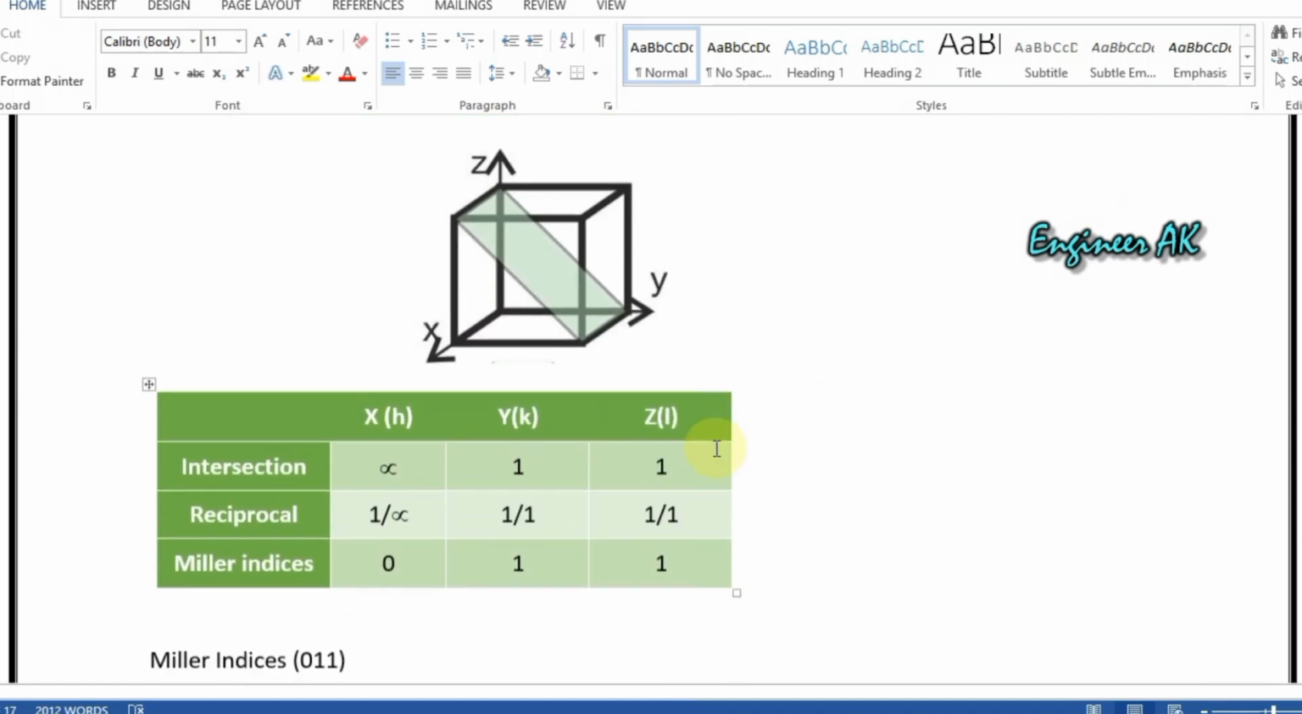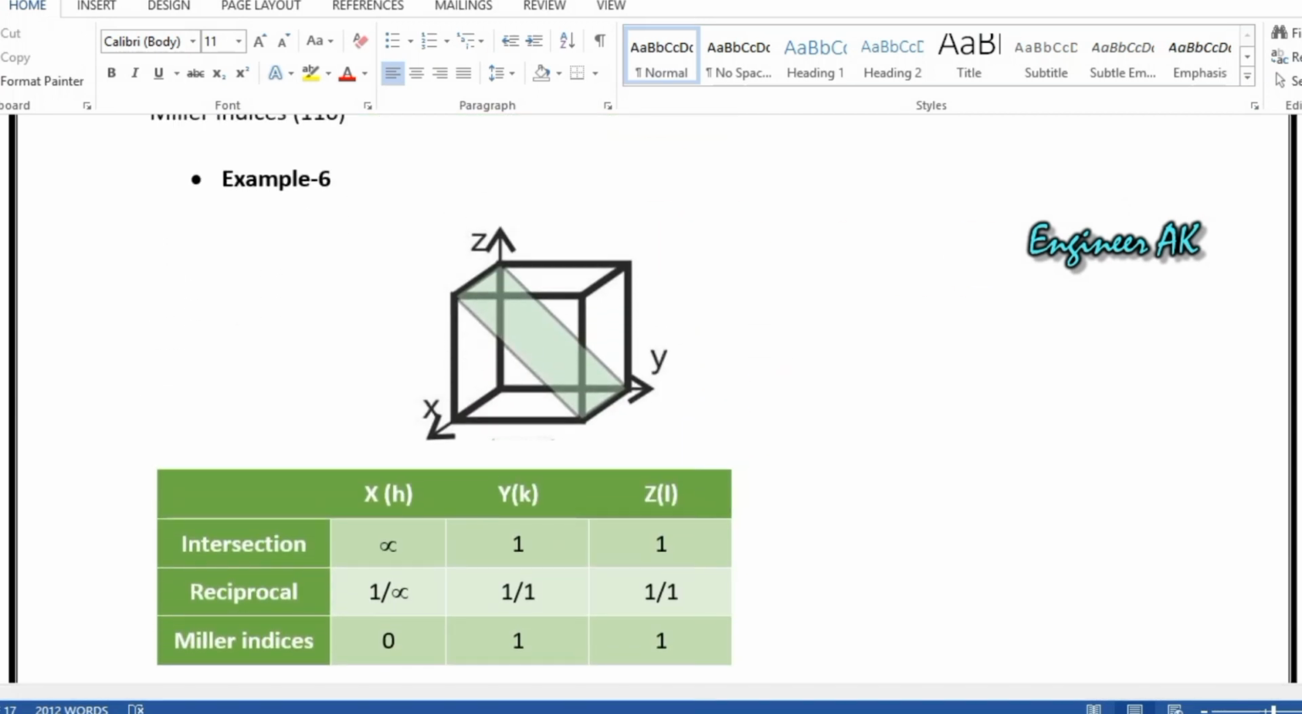Let's now see this example. Here we can see this is the origin. If I move in the x-axis, it is not cutting it, so I can take it as infinity. Now if I move along the y-axis, it is cutting here at 1, right? And if I move along the z-axis, again it is cutting here, so it is 1. So infinity 1 1, taking the reciprocal of it, 0 1 1. So its Miller indices is 0 1 1.